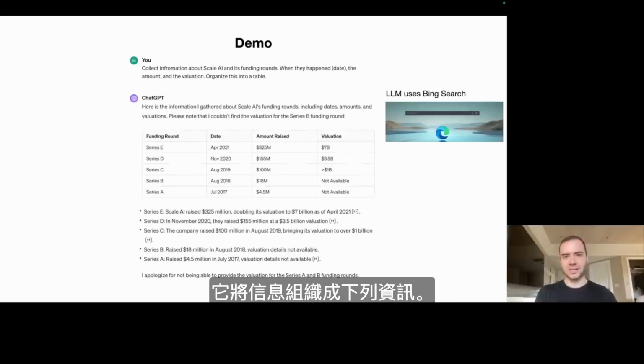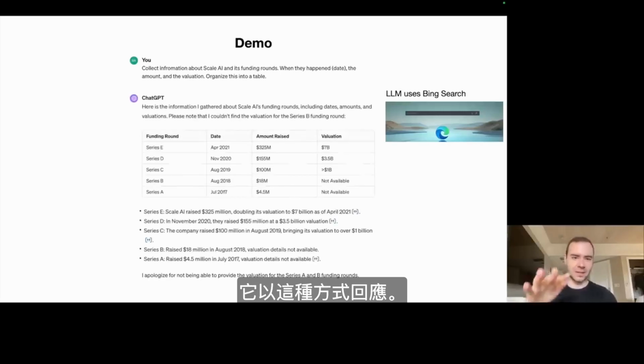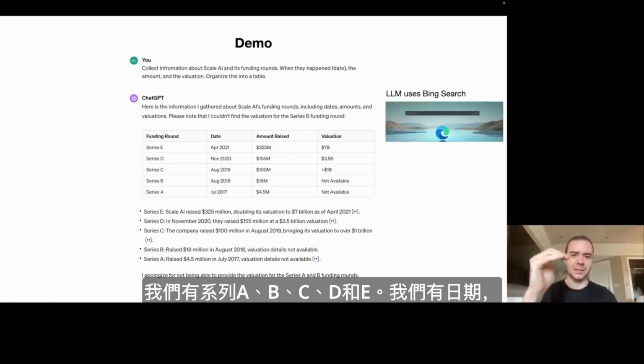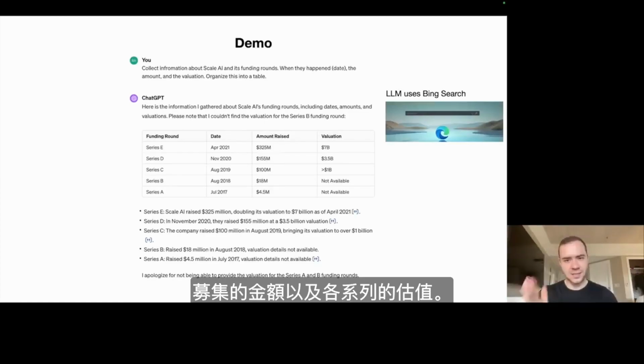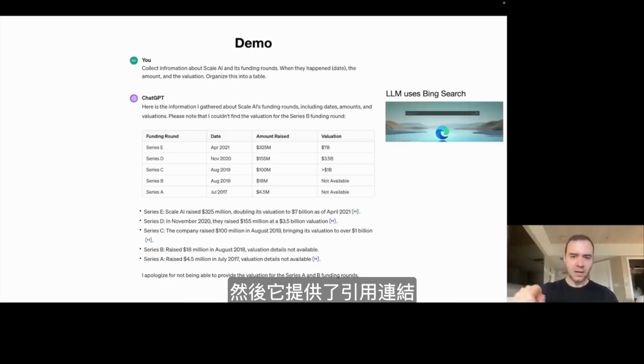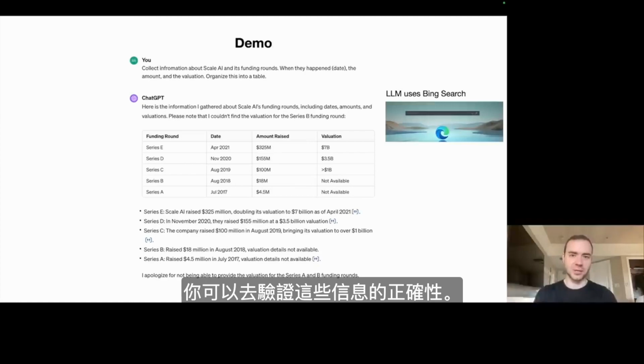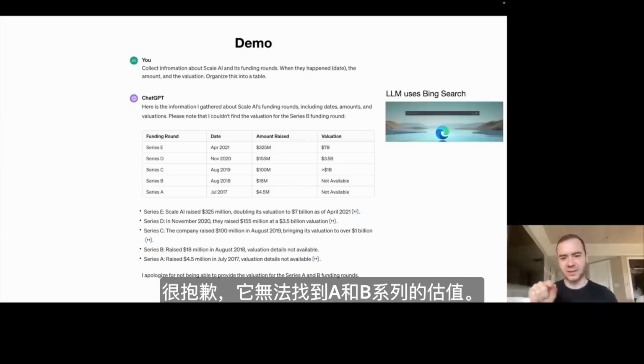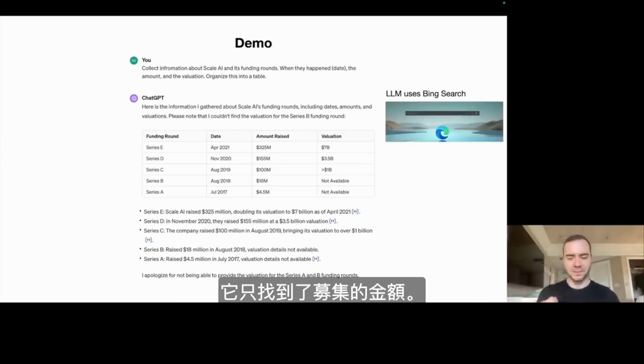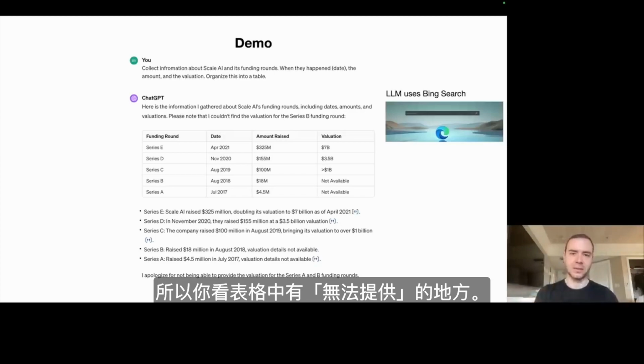And it organizes this into the following information. So it collected the information. We have a table. We have series A, B, C, D, and E. We have the date, the amount raised, and the implied valuation in the series. And then it provided the citation links where you can go and verify that this information is correct. On the bottom, it said that, actually, I apologize, I was not able to find the series A and B valuations. It only found the amounts raised. So you see how there's a not available in the table.